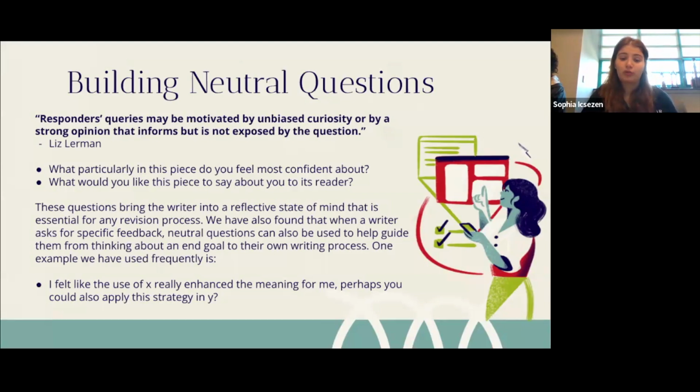One example we've used frequently is, "I felt like the use of X really enhanced the meaning for me. Perhaps you could also apply this strategy in Y." This specific question is a really good template for consultants who are fielding a writer that wants specific feedback on their grammar or writing style. We must not actually touch or write on their piece, so by asking these kinds of questions, we are pointing out a strength of their writing and suggesting using it in a different place in order to enhance the meaning they want to get from that particular section. We are allowing the writer to make their own choices while providing them the feedback that they requested from us.